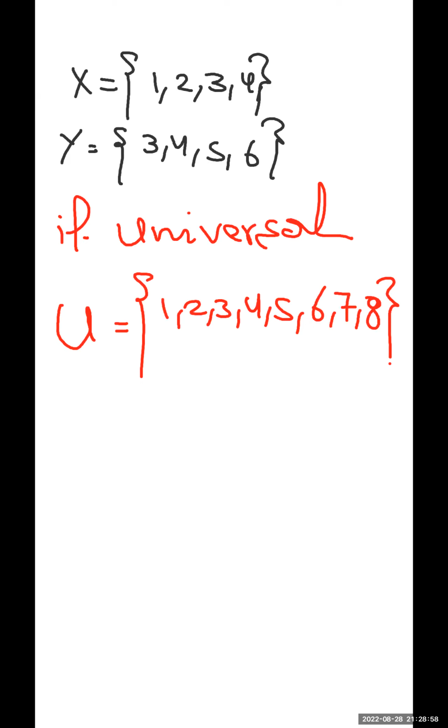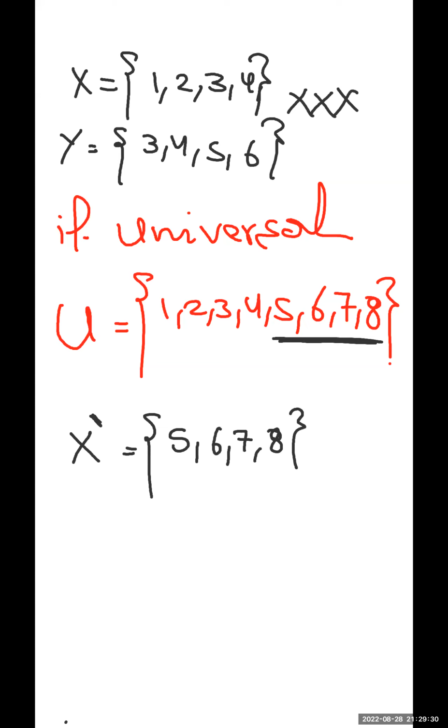What do we mean by X complement? First, it's written as X with one dash like that. So this is X complement. X complement means the remaining elements in the universal set, not inside X. So X complement means 5, 6, 7, 8.